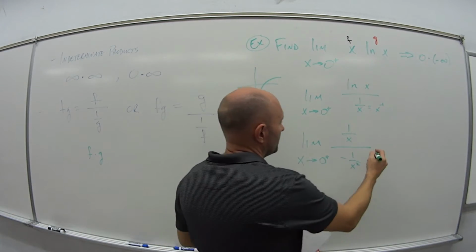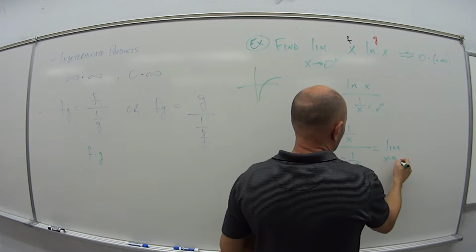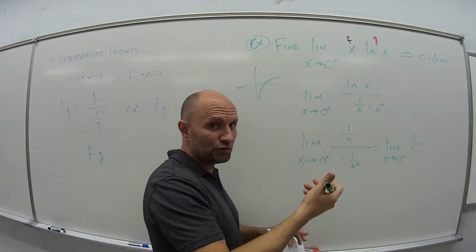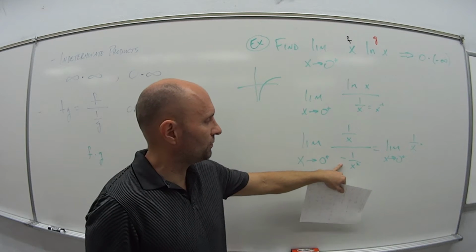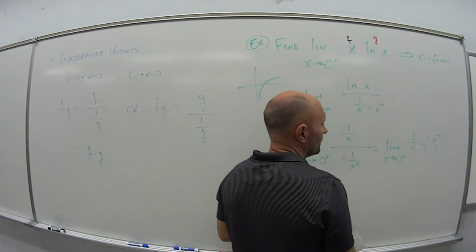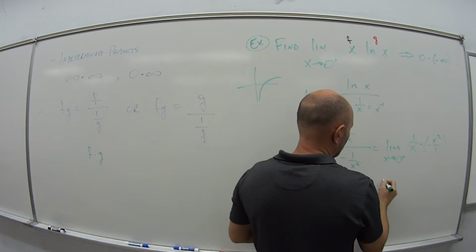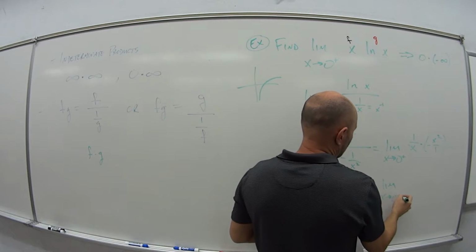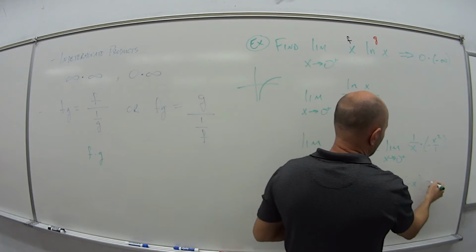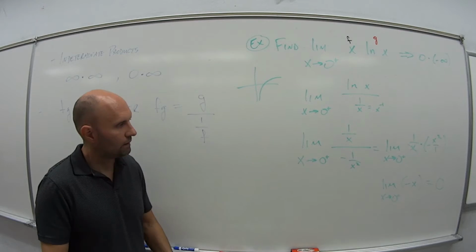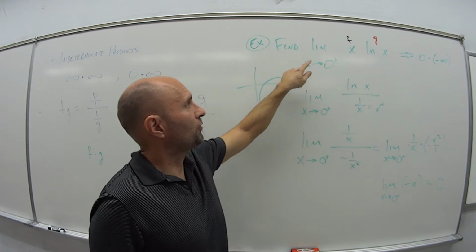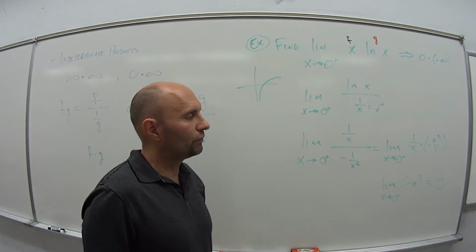Now if I simplify this, limit as x approaches 0 from the right side, it's 1 over x times, keep change flip here, fraction divided by fraction, change it to multiplication, so times negative x squared over 1. One of these x's cancels with one of those, so I have the limit as x approaches 0 from the right side, and all I'm left with is negative x. Now when I plug in 0, I get 0. So the limit of the product, x times natural log of x, as x approaches 0 from the right side, is equal to 0.